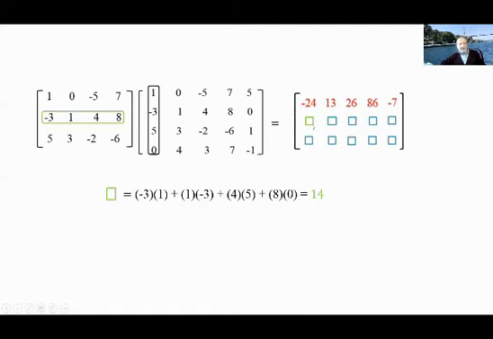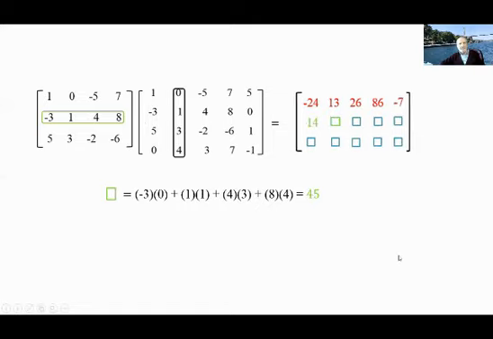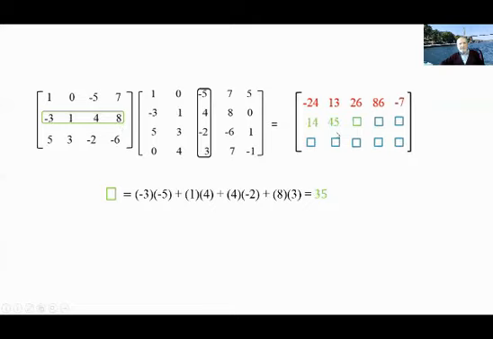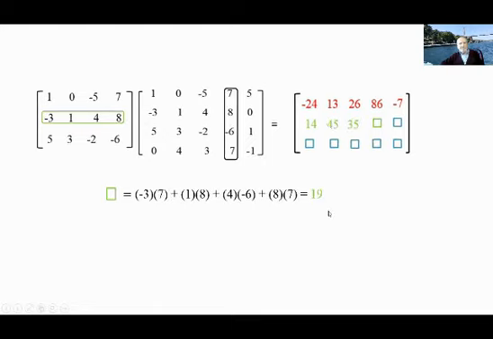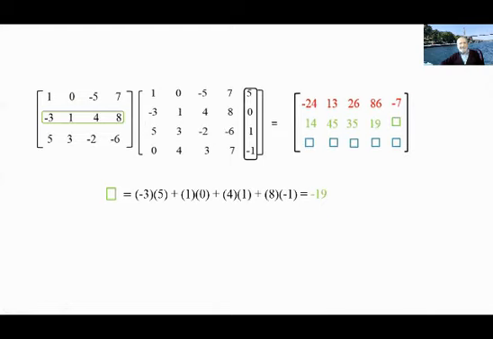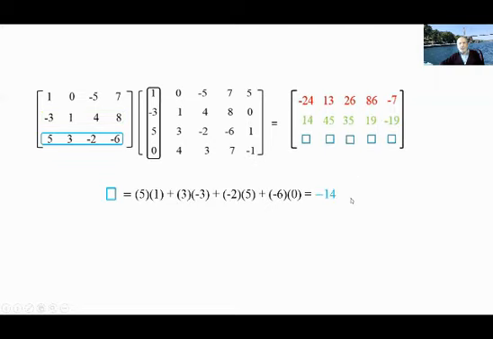Second row, green, is coming from the second row here. First column, the same thing, you get 14. Second row, second column, you get 45. Second row, third column, you get 35. And then you get 19. And then here you get -19. So we're done with the second row.